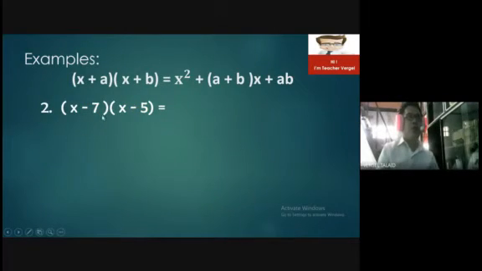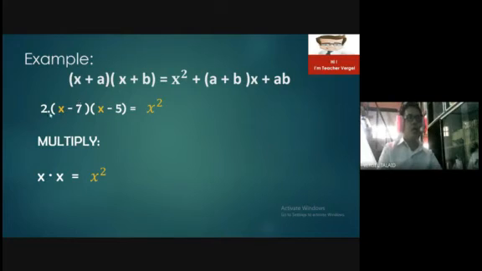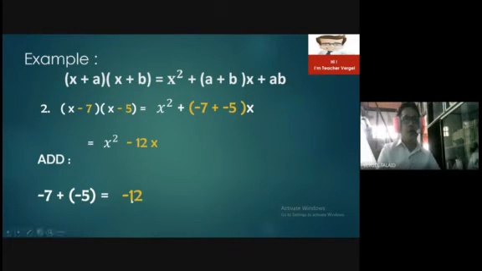Now, how about x minus 7 times x minus 5? Still, this is in the form where the numerical coefficient of x is 1 and the exponent is 1. So the first term of the product is x times x, that is x squared. Next, to get the middle term, simply add. This time we will have negative 7 added to negative 5. Negative 7 plus negative 5, this is like signs, add and copy the common sign. This is negative 12. So just copy minus 12, bring down x.